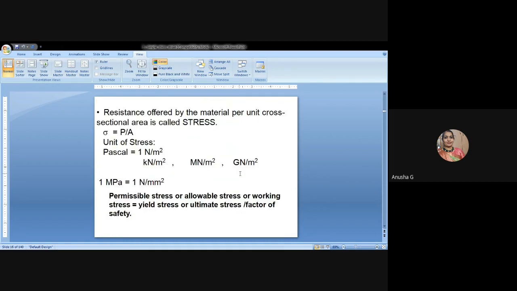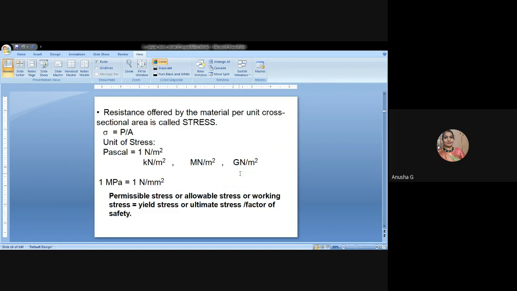Okay, the next topic is stress. How will it be defined and explained? Stress means the resistance offered by the material per unit cross-sectional area. Resistance offered by the material per unit cross-sectional area is called stress. Stress is denoted as sigma, and sigma is equal to the load by area, that is P by A, or force by A.